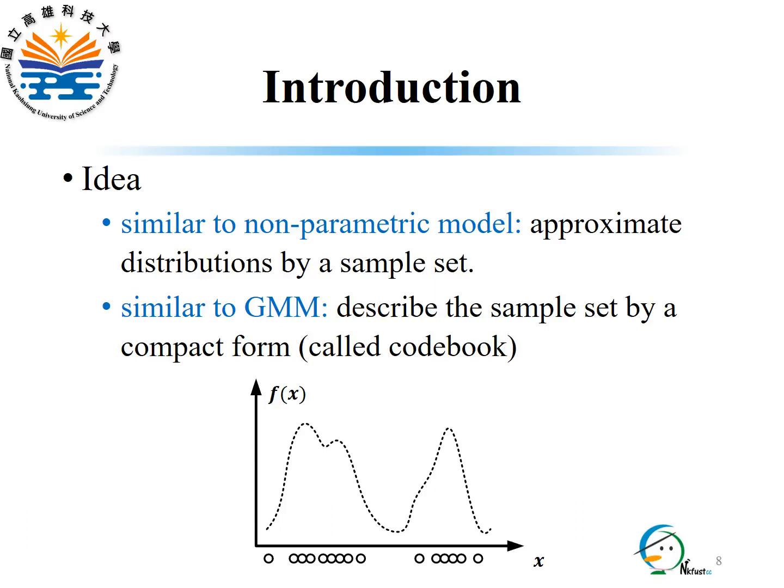Accordingly, the approach proposed in this work is a hybrid of GMM and the non-parametric model. Similar to the non-parametric model, this work approximates distributions by a set of samples to relax the Gaussian assumption. Instead of storing all samples, this work describes the sample set by a compact form called the codebook, similar to the Gaussian distributions used in GMM. More specifically, samples with similar intensities are grouped together to form a cluster, which can be described by a few parameters.